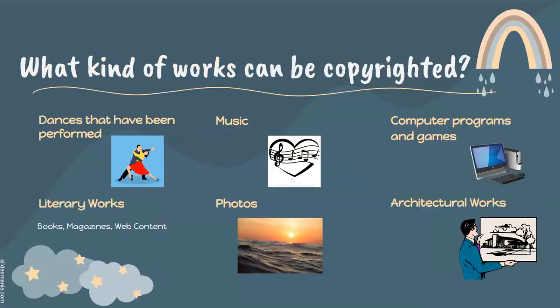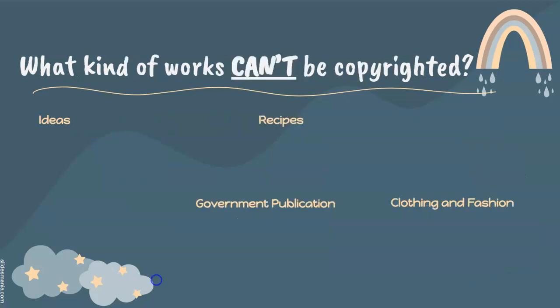What kinds of works can be copyrighted? So dances that have been performed, music, computer programs and games, literary works such as books, magazines, web content, photos that people take, architectural works. So, like if you plan a building or making a building or a school, those can be copyrighted. And also artwork. It's not on here, but artwork is also a type of work that can be copyrighted.